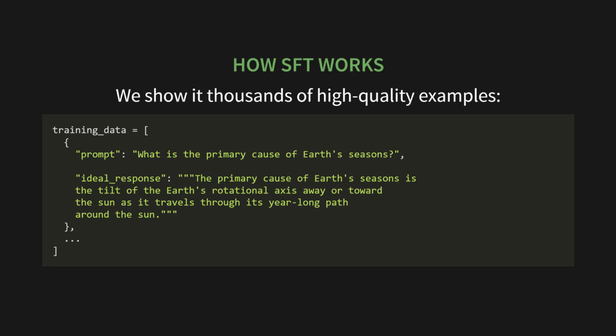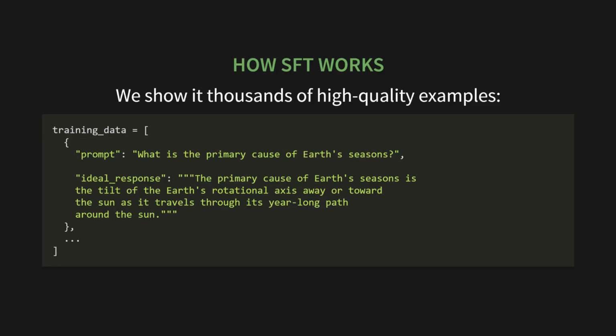We create a list called training data. Each item has a prompt, like what is the primary cause of Earth's seasons? And then it has an ideal response, something like the primary cause of Earth's seasons is the tilt of the Earth's rotational axis away or toward the sun, and so on. We show it what a perfect answer looks like.